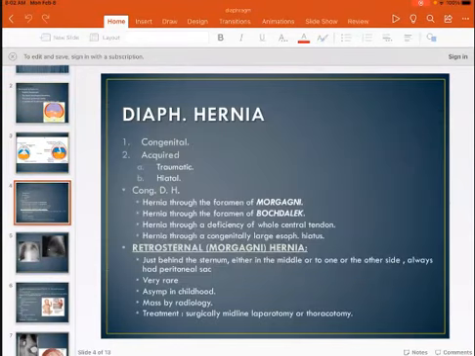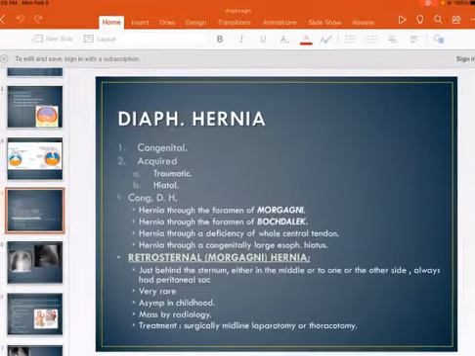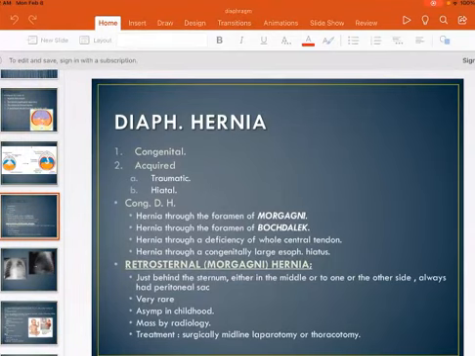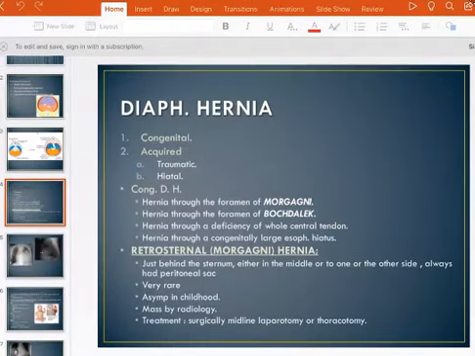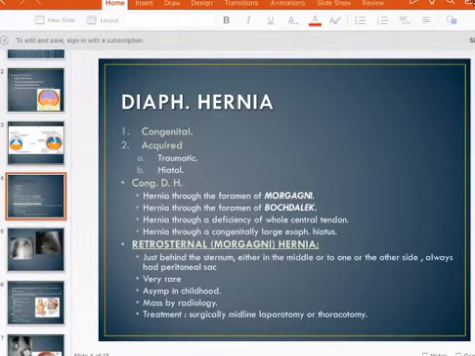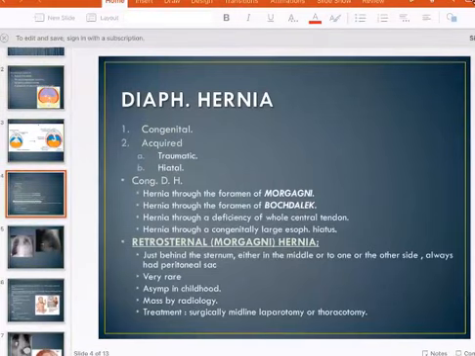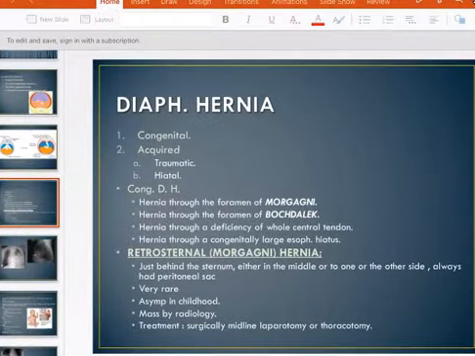Now, the pathology that affects the diaphragm may be a congenital one or an acquired one. The acquired occurs during trauma, either penetrating or blunt trauma, or maybe you have a hiatal hernia. The congenital diaphragmatic hernia, we have 4 types.